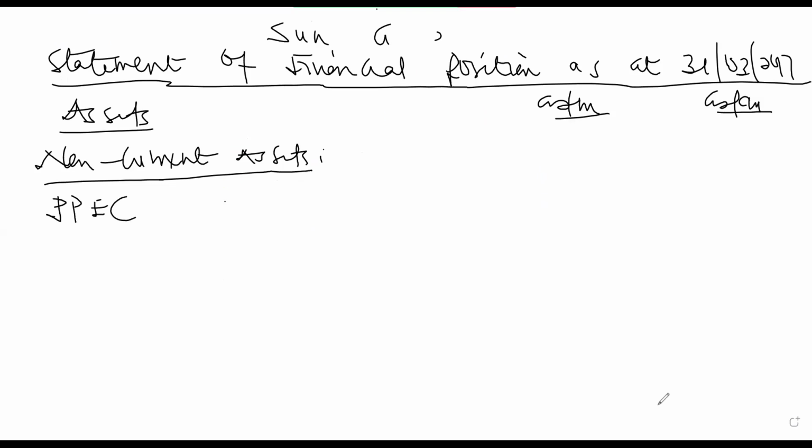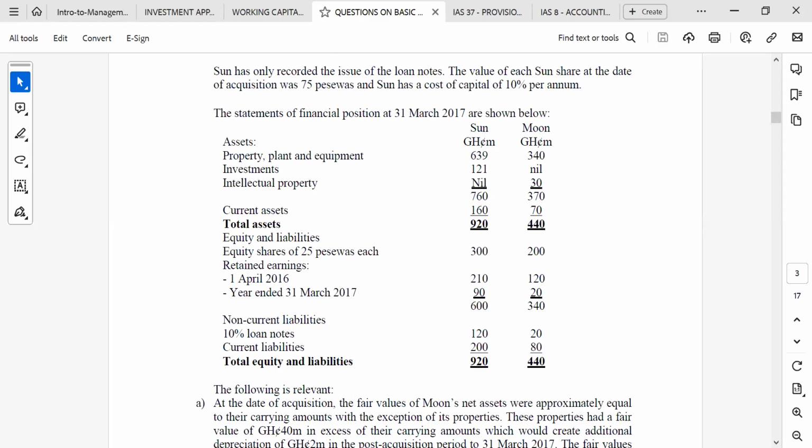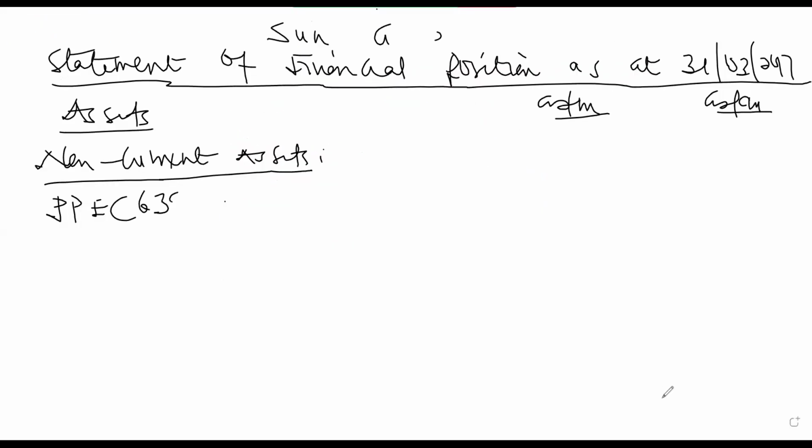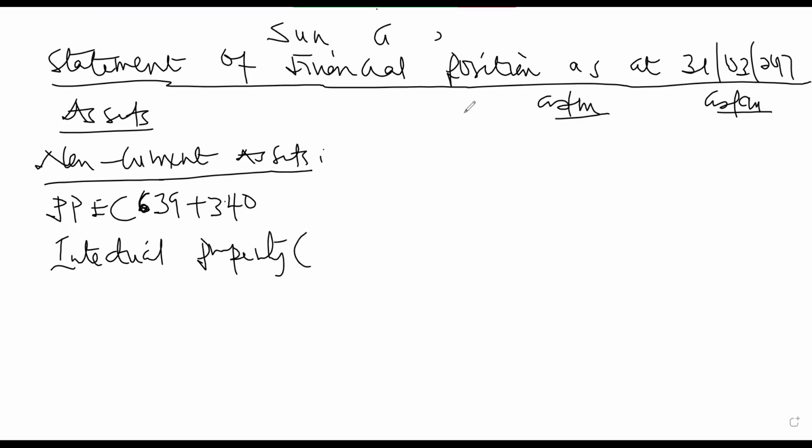What are the figures? 639 and 340. So we put that together. 639 and 340. What is the second? Intellectual property. We have the intellectual property. How much is that?